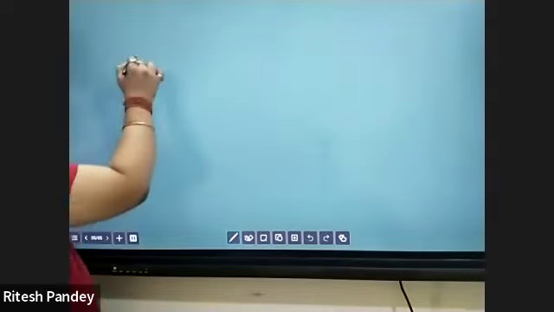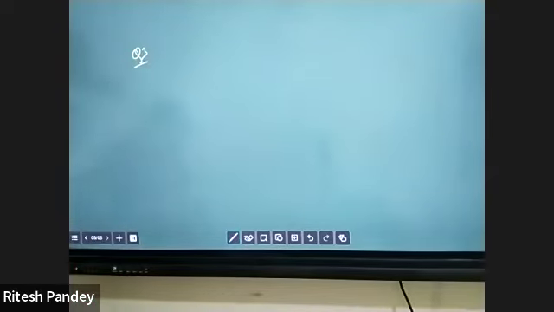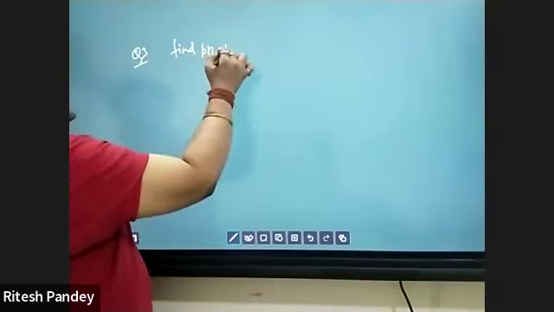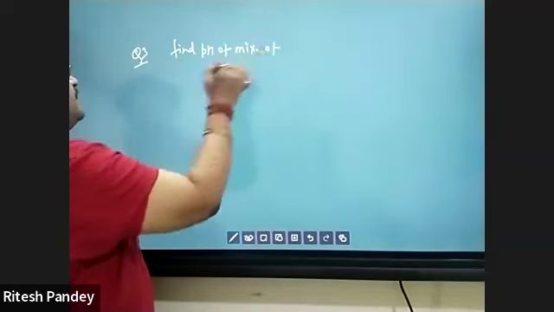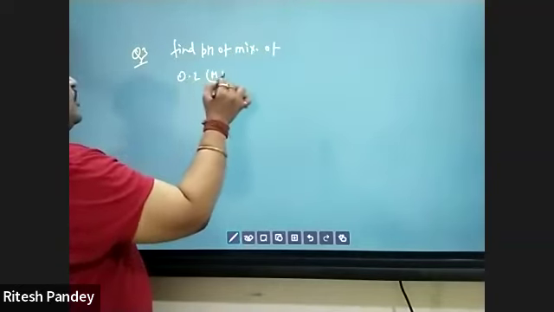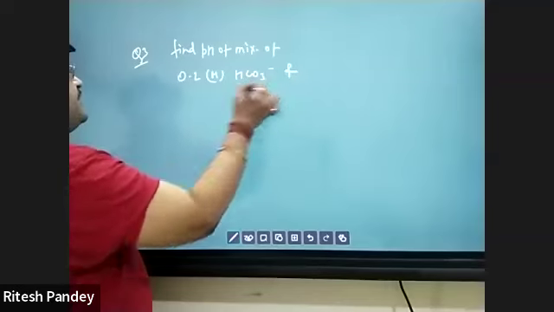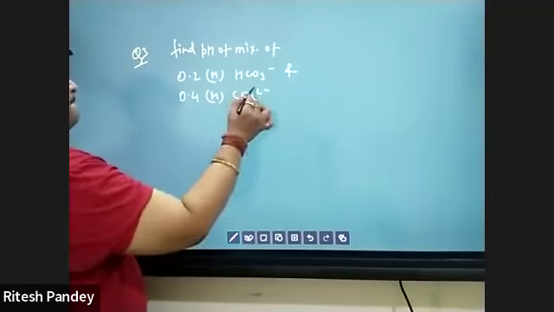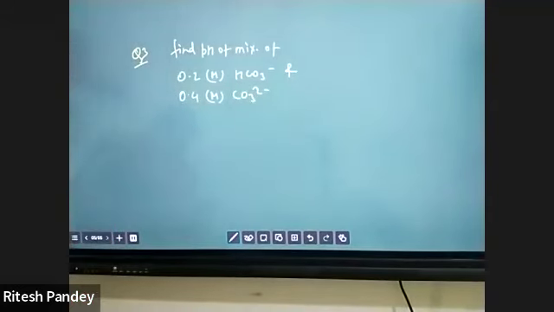Bicarbonate and carbonate. Question 3 is: you have a mixture of 0.4 molar bicarbonate and 0.2 molar carbonate. Find the pH of the mixture. I hope I'm writing it all right. If I make a mistake somewhere, please correct me. Looks good?